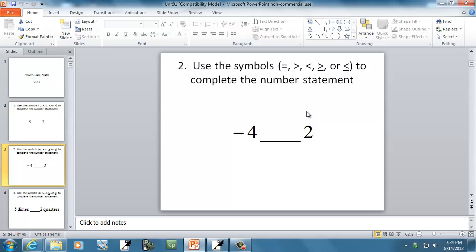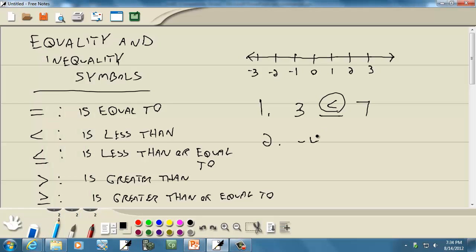And our next one, -4 and 2. If I looked at what symbol to put here, -4 is less than 2. Probably should have done one that wasn't less than, but that'd be our answer. If I had like a 5 here and 3 here, well, 5 is greater than that, so this would be a greater than symbol.